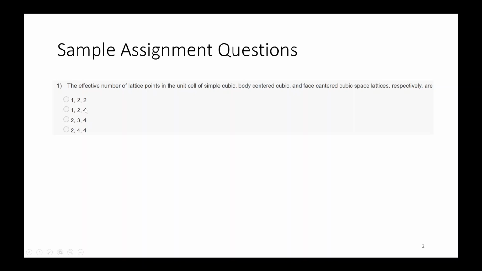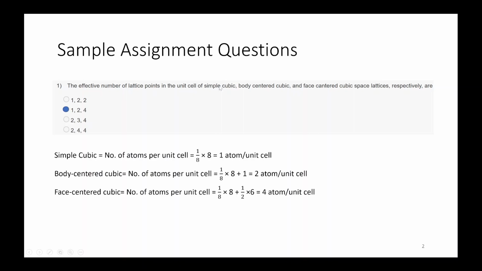So for example, simple cubic, body centered, face centered, you have to just remember where your atoms will be situated and how many units they are shared with. In case of simple cubic, there are 8 atoms at the corners and they are shared with 8 other units. So there will be 1 atom per unit cell. In case of BCC, you will have 1 extra atom at the body center. So there will be 2 atoms per unit cell.